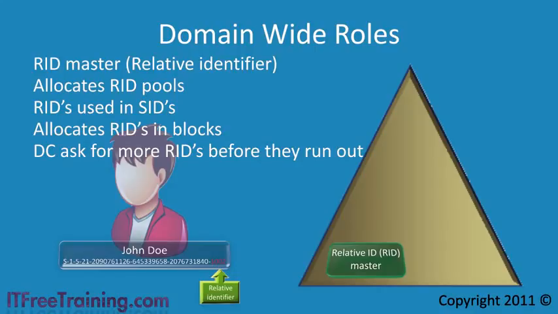Keep RID master availability in mind if you have a need to create a lot of Active Directory objects at once. For example, if you need to create a large amount of user accounts at once. You don't want your domain controller to run out of relative IDs halfway through the process of creating a large amount of users and the RID master is not contactable.